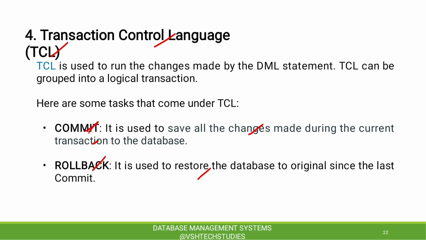In simple words, the commit command is used to save the changes made to the database whenever the user executes queries. The rollback command is used to undo the changes made by user queries till the last commit. Okay, and that is all about DBMS languages.